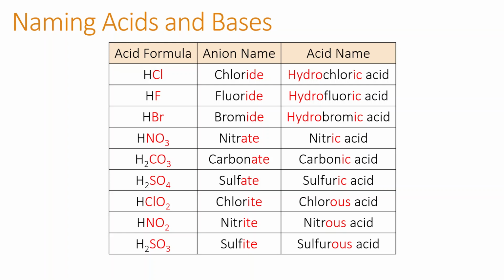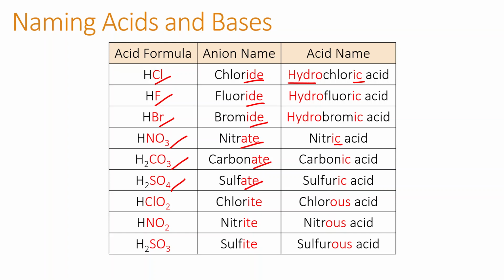So for example, here we have chloride, fluoride, and bromide. All of those end with IDE, and they're named as hydro-blank-ic acid. So hydrochloric, hydrofluoric, hydrobromic. Next, we have some acids that contain polyatomic ions. Here I have nitrate, carbonate, and sulfate. All of those end with ATE, and notice that they are all named as blank-ic acid. So nitric, carbonic, or sulfuric acid.